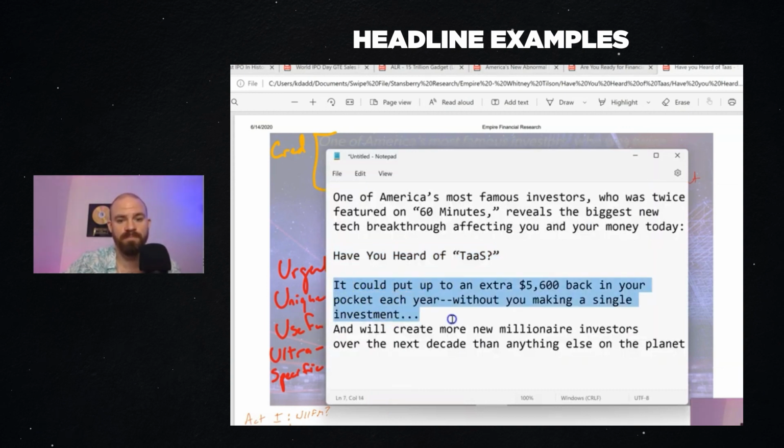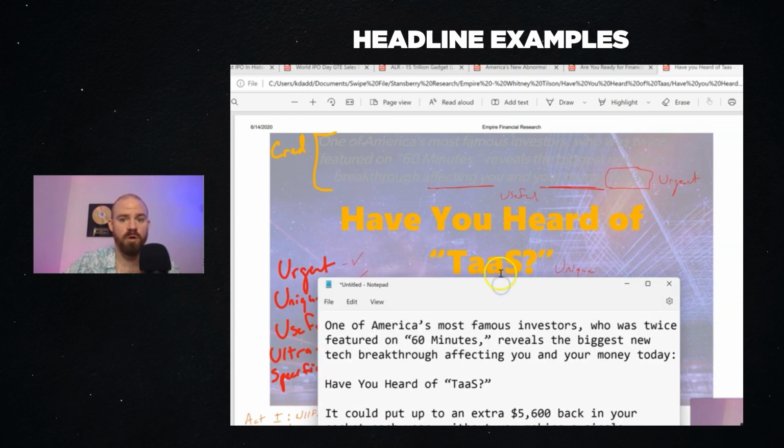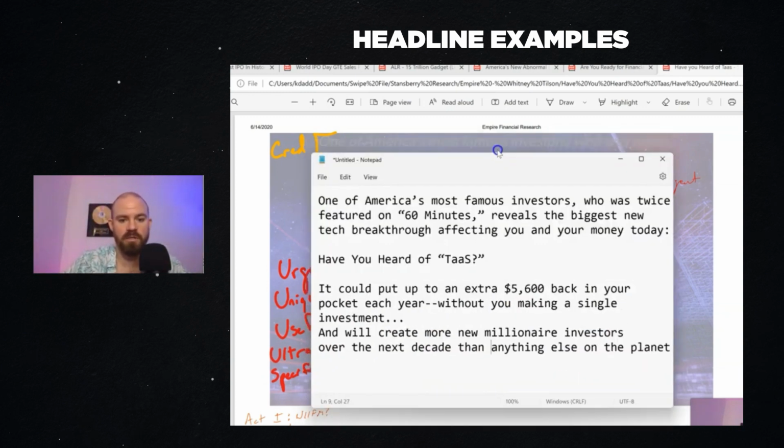So the deck copy. It could put an extra $5,600 back in your pocket each year without you making a single investment, and will create more new millionaire investors over the next decade than anything else on the planet. Is it unique? Yes. Have you heard of TAS? It's got that little quirk to it. What is TAS? I've never heard of that. Have you heard of it? I don't know what that is, so therefore it is automatically unique.